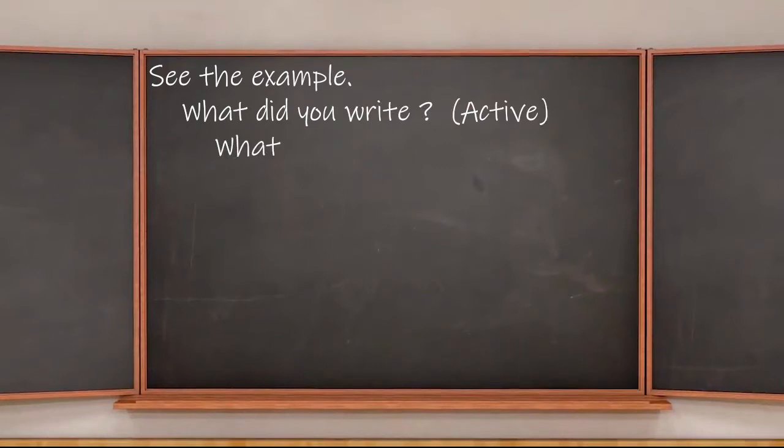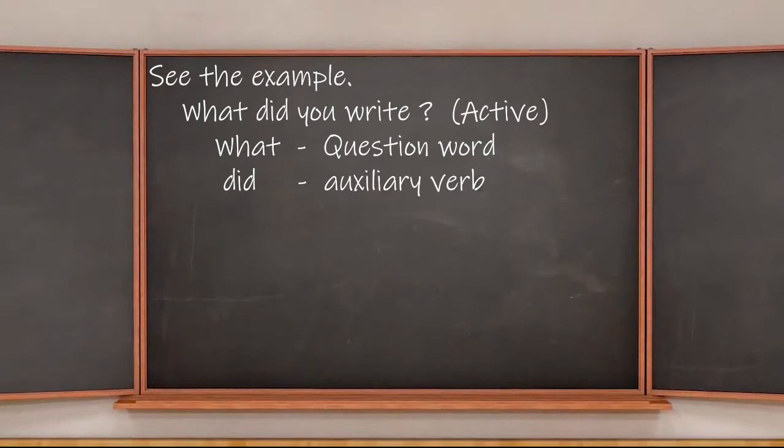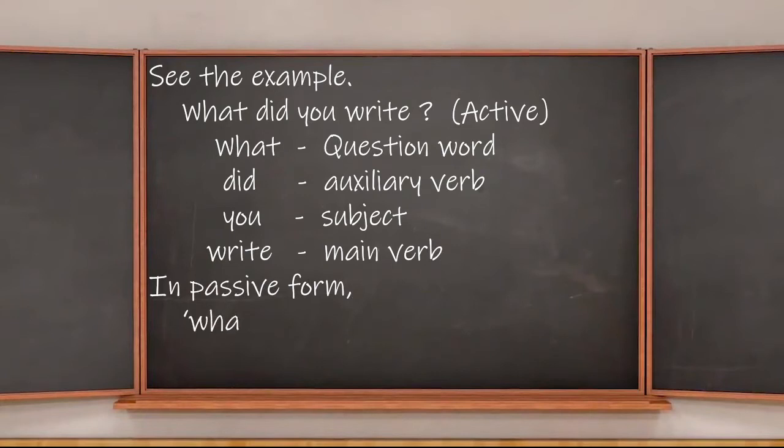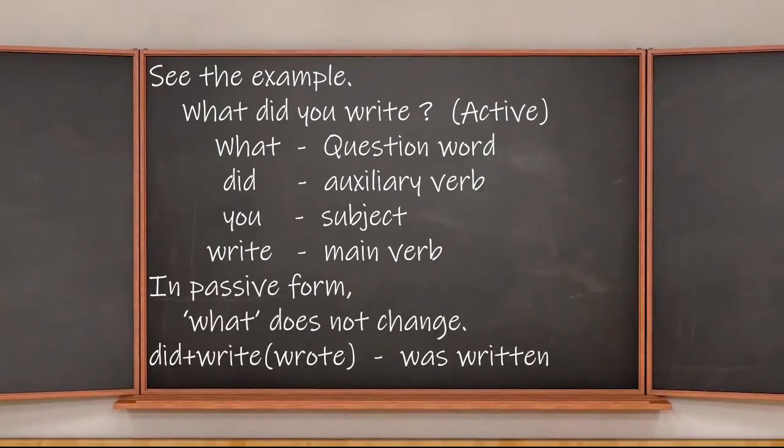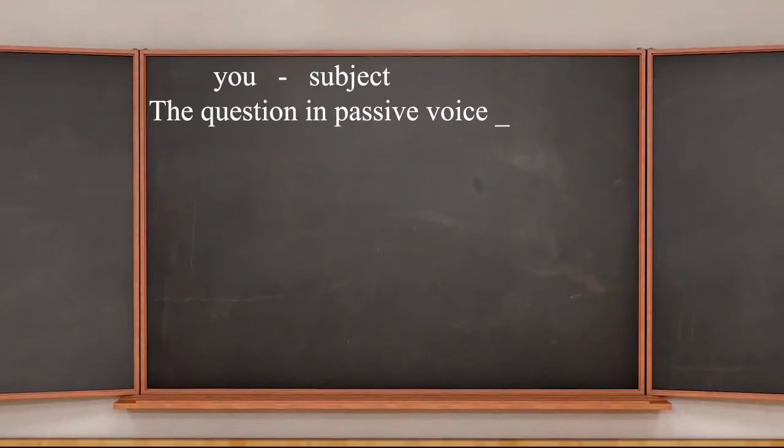It's an active voice. What is the question word. Did is the auxiliary verb, you is the subject, write is the main verb. In passive form, what does not change. Did plus write becomes was written. You is the subject. The question in passive voice is: what was written by you?